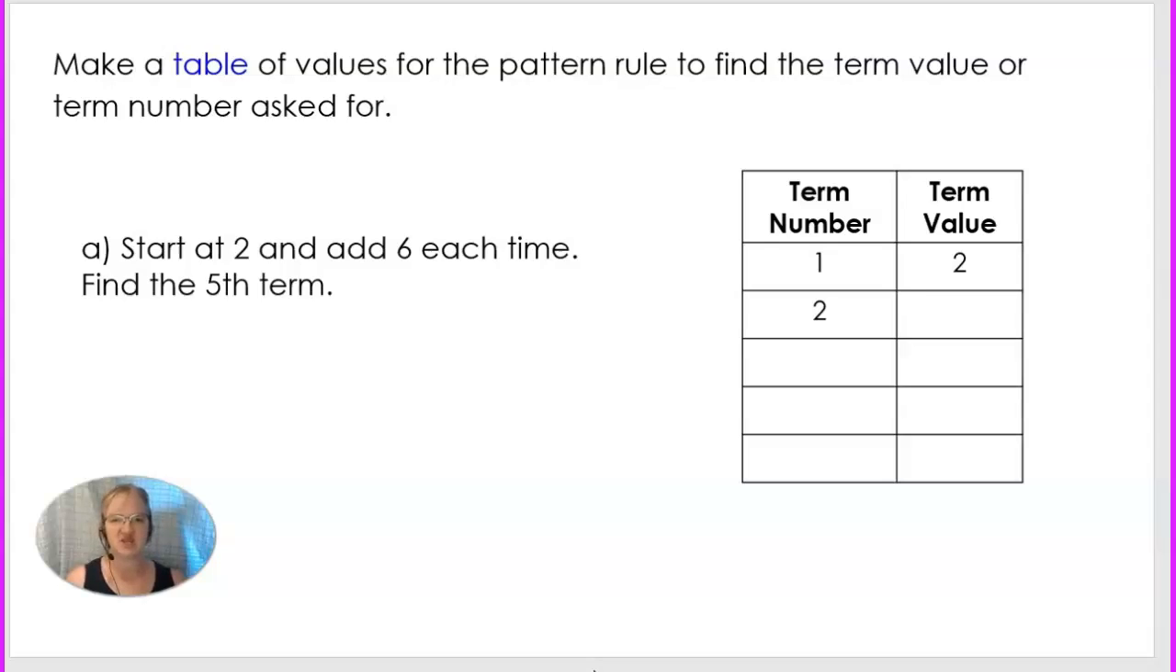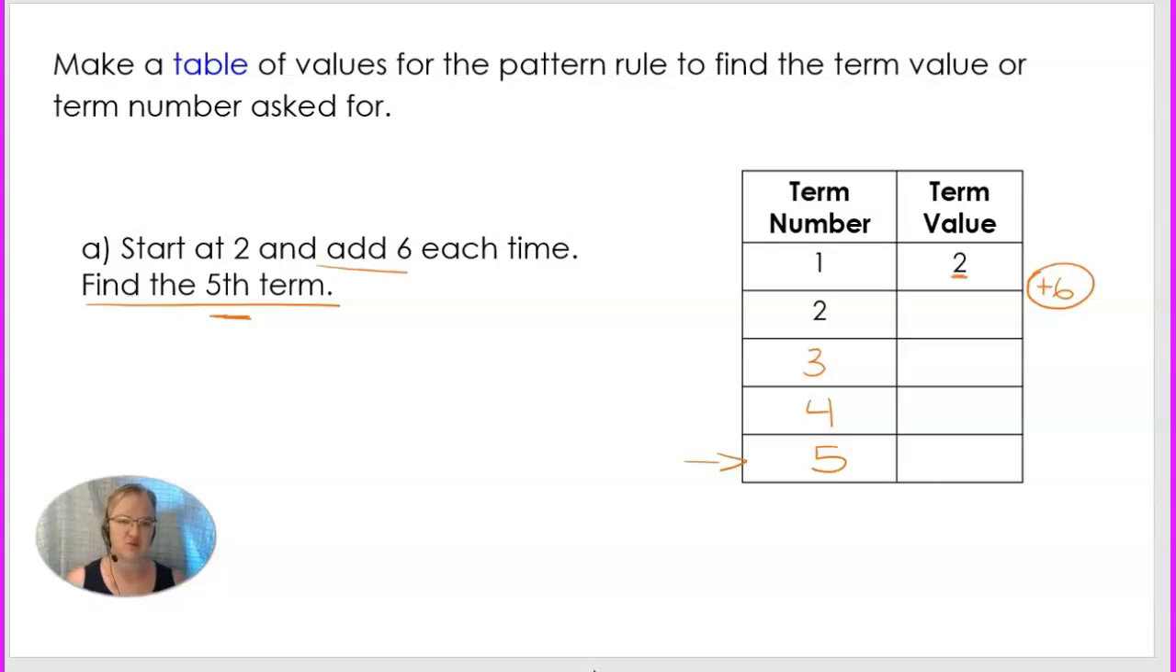Here it asks us to make a table of values for the pattern rule to find the term value or term number asked for. So the first one here says to start at 2. So our term value is 2. So we want to add 6 each time. So here in the little circle that we didn't draw yet, we're going to put plus 6. Now it asks us to find the fifth term. So we know we're going to have to go all the way down to 5. So here we've got 3, 4, 5. This is the term that we're looking for, the fifth term.